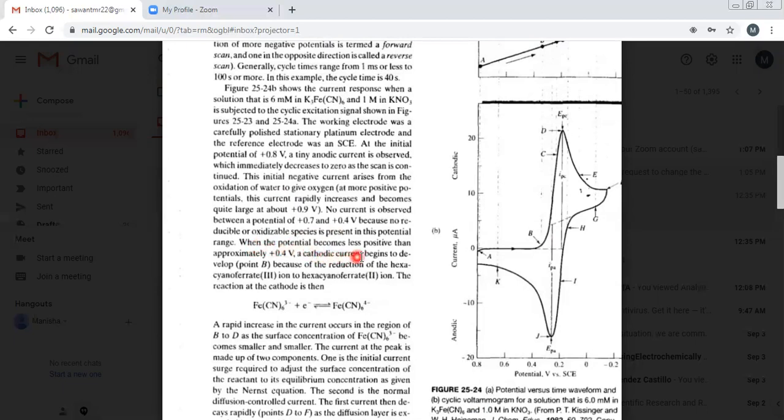When the potential becomes less positive than approximately plus 0.4 volt, we go further, less positive, from plus 0.4 volt towards plus 0.2 volt.